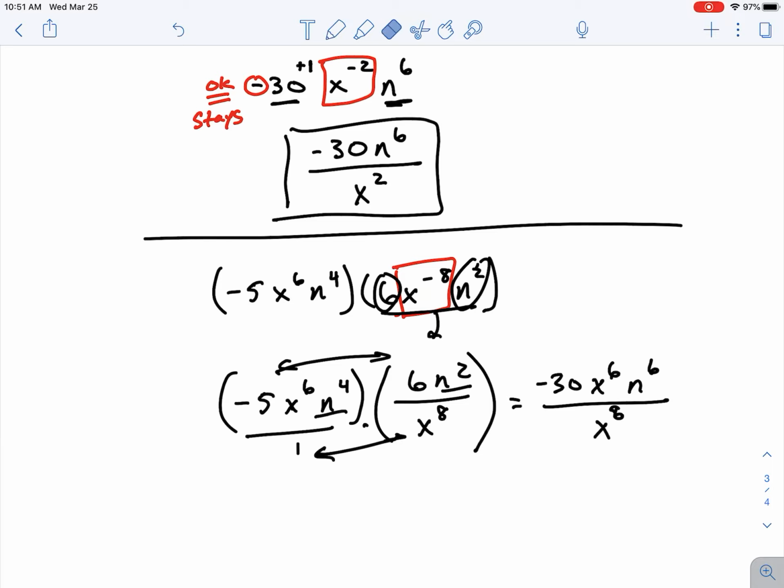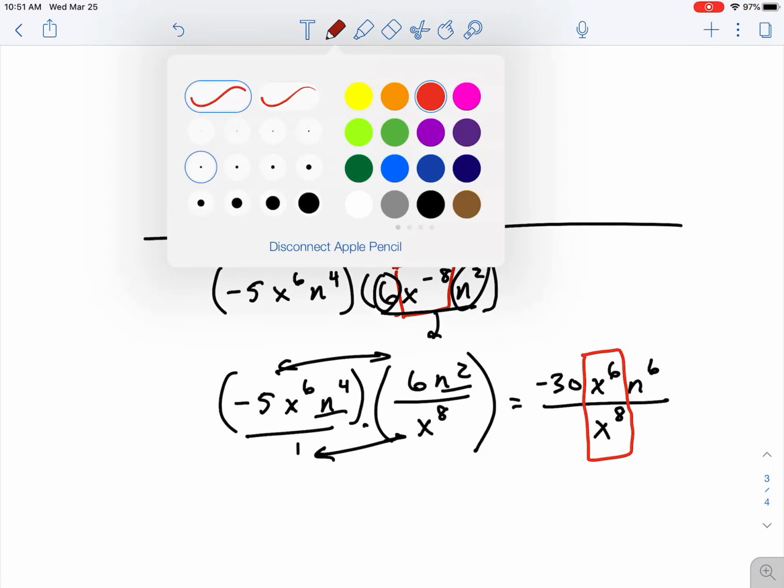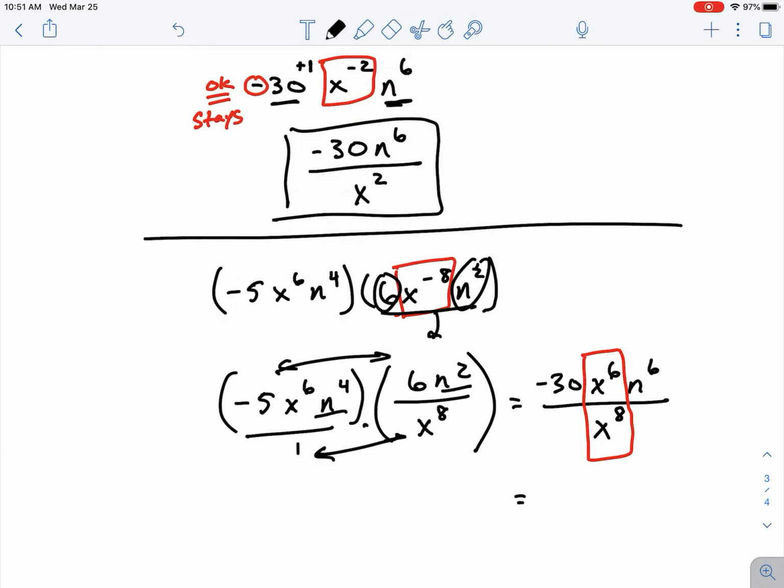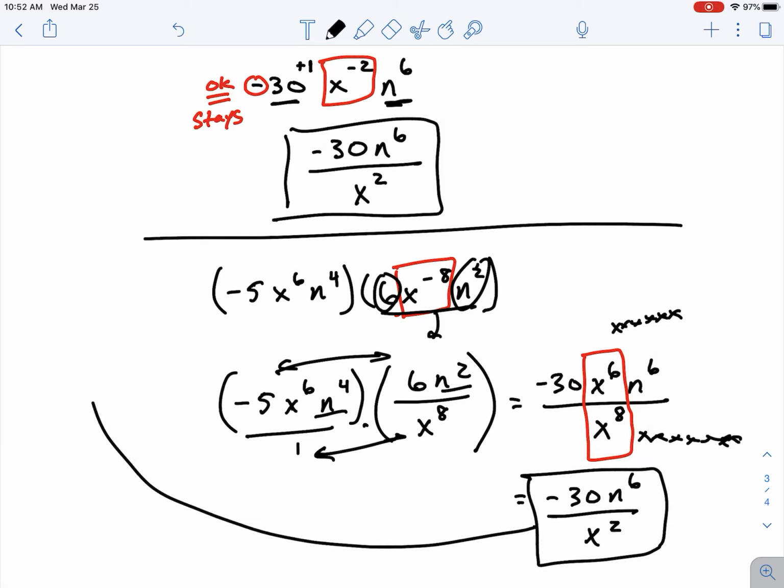Now, let me write that a little bit better. What do we do with these? Right here, we combine those with division. So I'm left with -30 n to the 6th. And what's happening with the x's? I've got 6 up top. I've got 8 down on the bottom. So the 6 cancel, and I'm left with 2 down on the bottom. Notice that is the same as our previous answer.